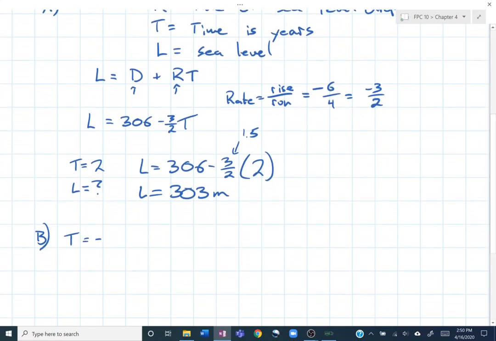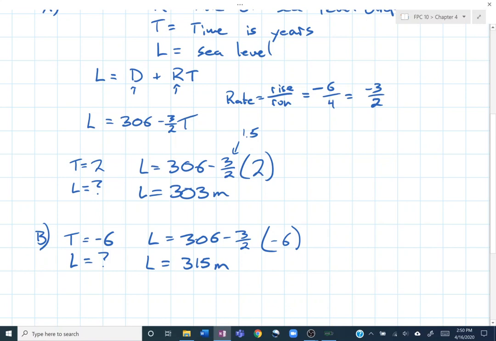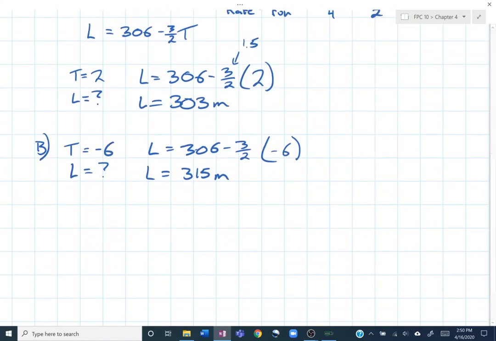For B, the question is, what was the sea level 6 years ago? So time is going to be -6, just like the previous question, and the level is what we're going to be looking for. So our level is 306 minus 3/2 times -6, which I think L is then going to be 315 meters deep. Double check that one for me in your calculator. I did it pretty quick in my head, but that should be 3 is 9, 9, and 6 is 15. I'm pretty happy with that.